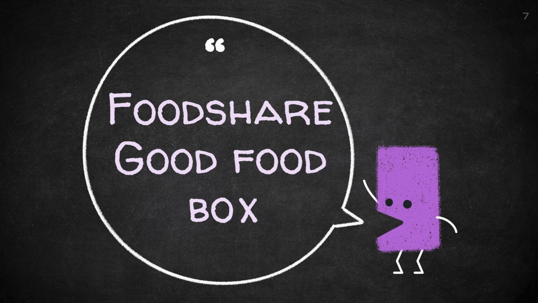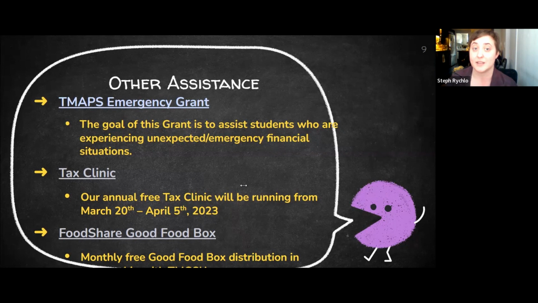One other program that we have piloted this year is the Food Share Good Food Boxes. Tmaps has done this in collaboration with the TMGSU, the Graduate Student Union, to provide good food boxes of fresh produce to members once a month to assist with the rising cost of groceries. 50 boxes are allotted to members on a first come, first served basis. If students are interested, you should email Chloe at services@tmaps.ca to inquire about reserving a box.